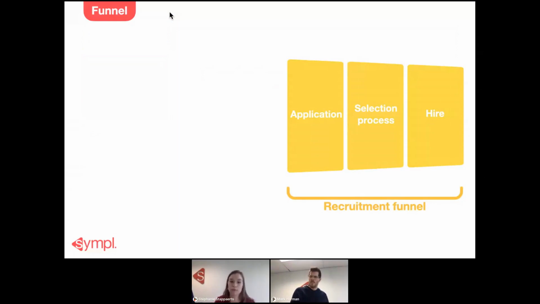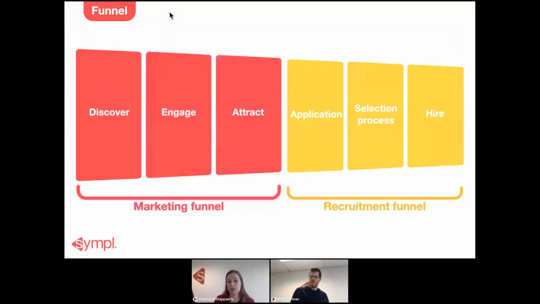But before the recruitment funnel, you have the marketing funnel, because of course you want people to come to your website, to come to your vacancy. And here is where the marketing funnel comes in. First of all, you have the discover phase. In the discover phase, you will show advertisements.